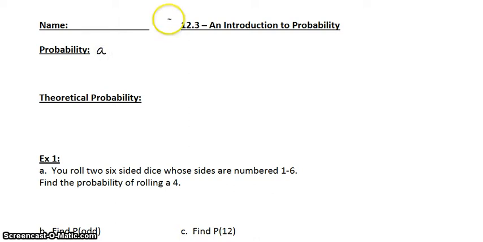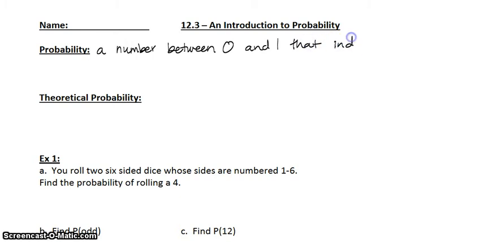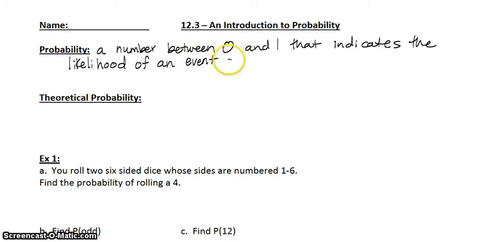So probability. Here's a definition for probability. It's a number between 0 and 1 that indicates the likelihood of an event occurring. How likely is something to happen, basically?